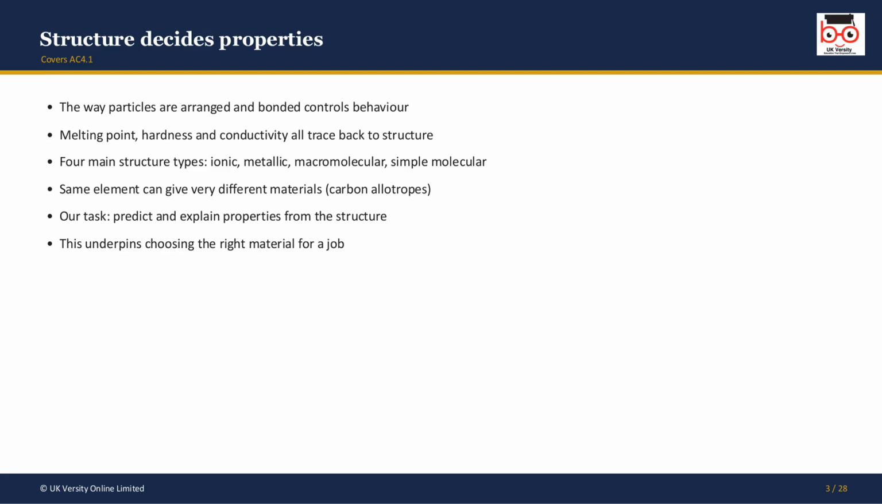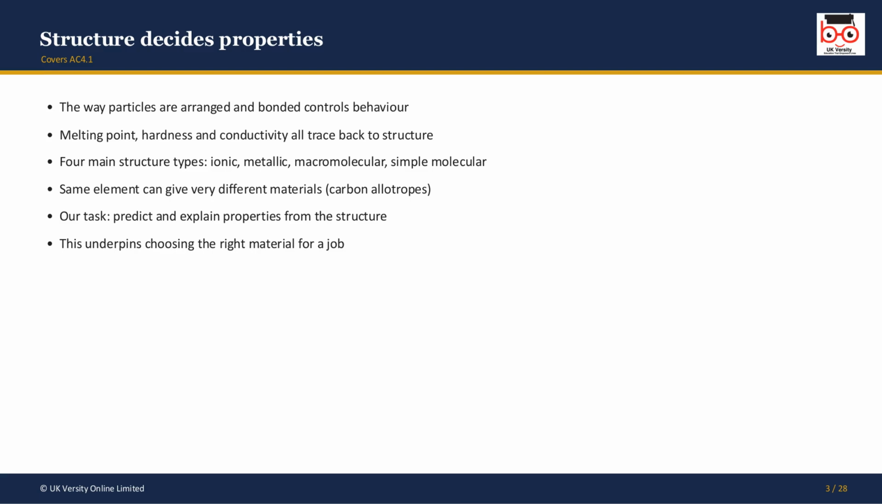The way particles are arranged and bonded controls how a material behaves. Melting point, hardness, electrical conductivity, all of it traces back to structure. There are four main types to keep in mind: ionic, metallic, macromolecular, and simple molecular. And here's a striking fact: the very same element can give completely different materials, as the allotropes of carbon show.